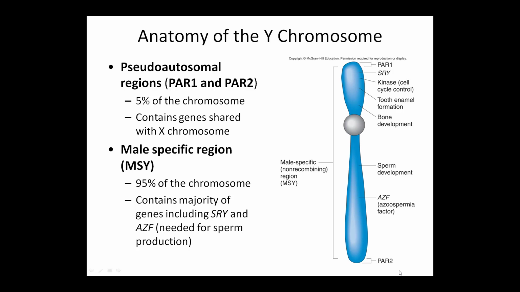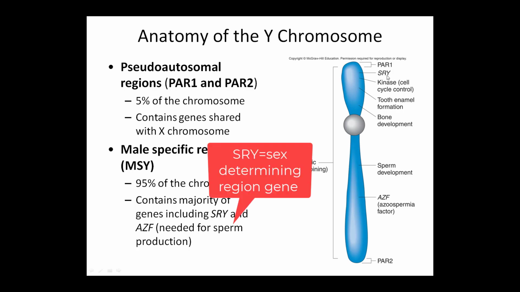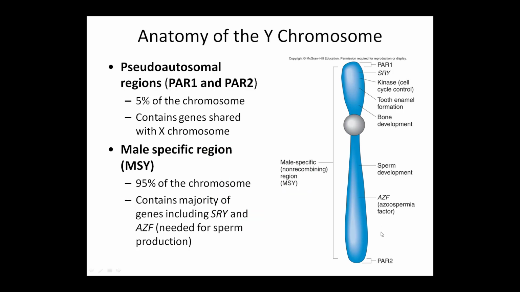Okay? And basically, on the Y chromosome, you also have the SRY gene, which, like I said, is very important for male development. 95% of the Y chromosome codes for male-specific genes. Another gene on that chromosome is the AZF gene, which codes for azoospermia factor, important in sperm development. There are a number of other genes important for sperm development. There are also genes for tooth enamel formation and bone development.